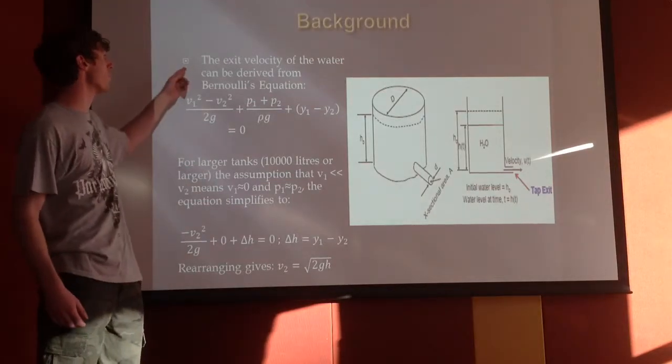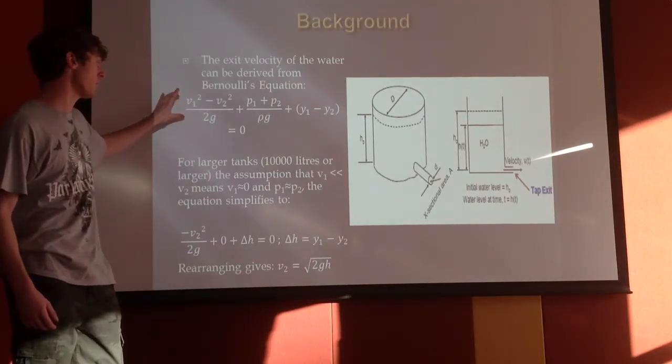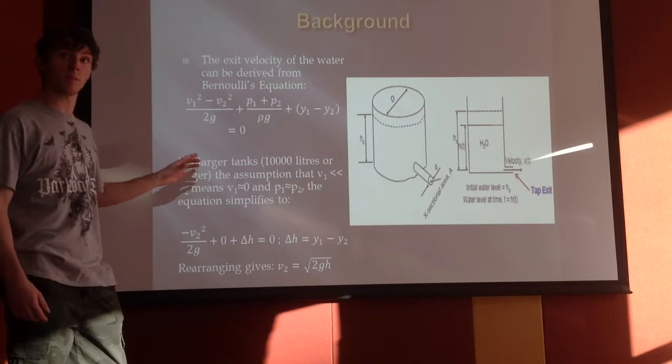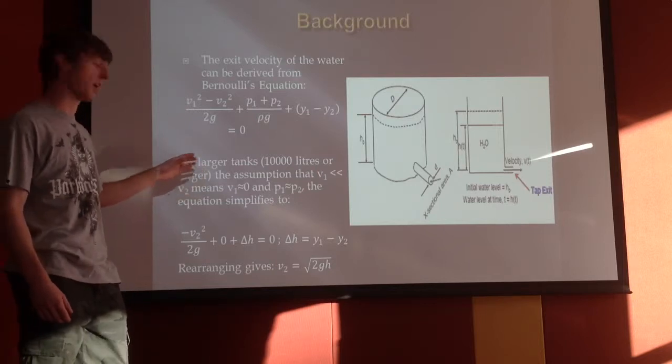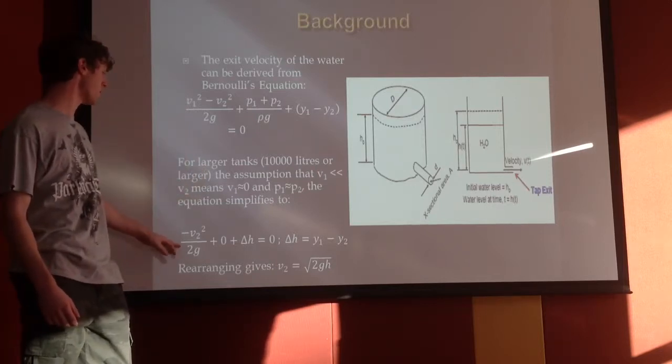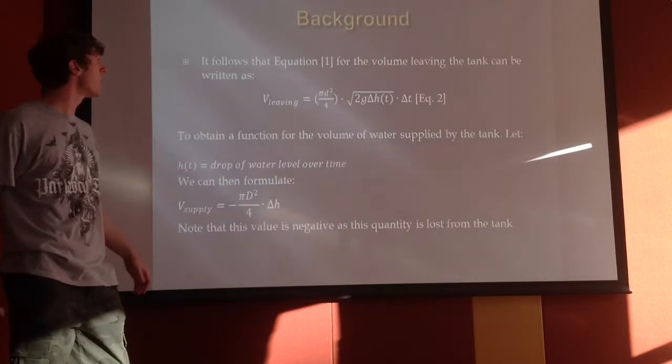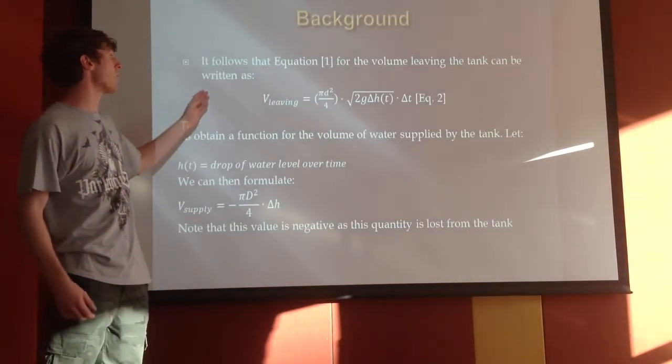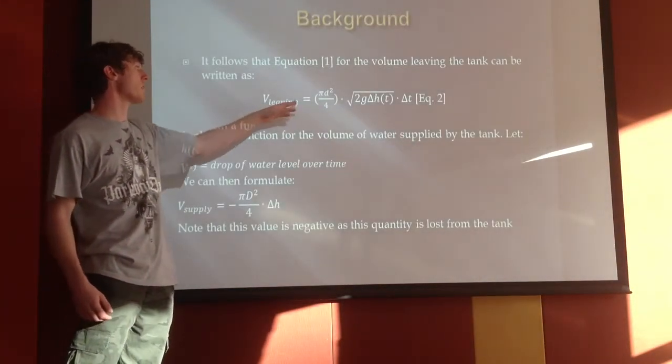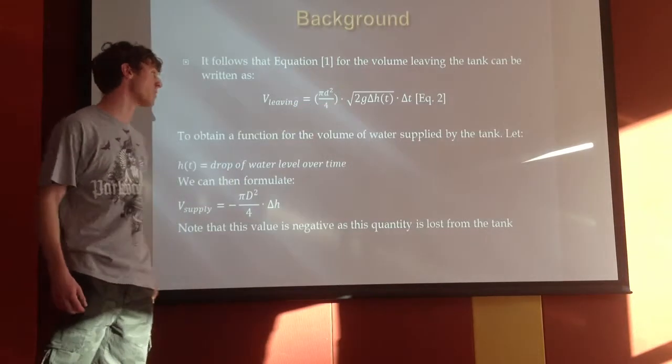The exit velocity of the water can be derived from Bernoulli's equation. Using some assumptions for some of the larger tanks in civil engineering applications, we can get this equation here. It follows that the volume of water leaving the tank is equal to this function here, equation 2.